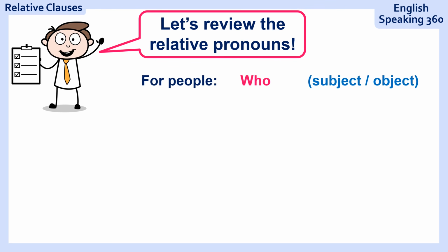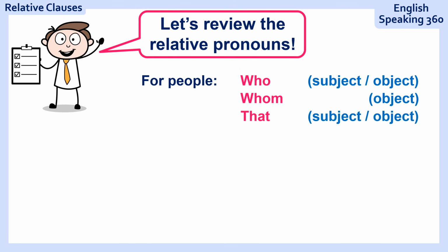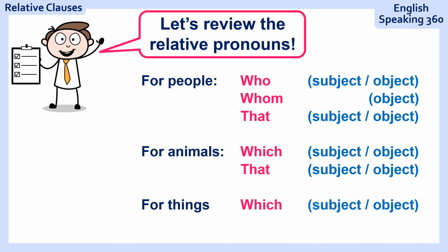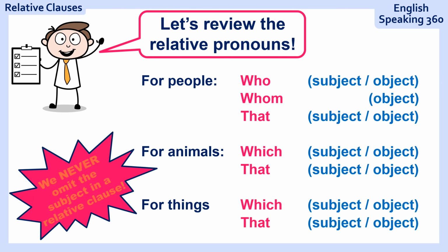Let's review the relative pronouns. So if you want to talk about people, you can use who or you can use whom, but whom is always only an object pronoun. That is used for both. For animals, you can use which and that. For things, you can also use which and that. But be careful, we never omit the subject in a relative clause.